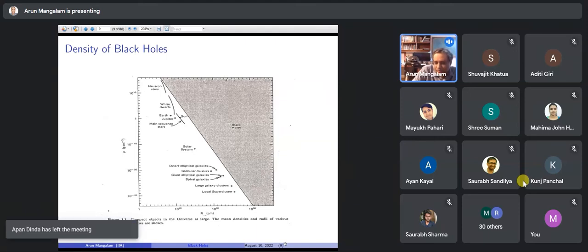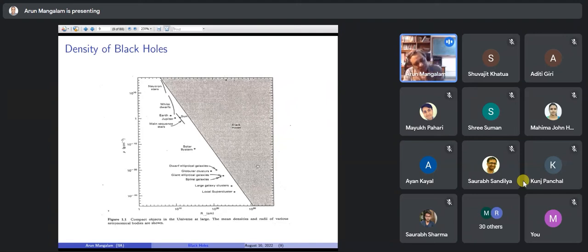For a black hole, the radius is GM by c squared. It's proportional to the mass. So when you write the density, it goes as 1 over M squared, right? M by r cubed goes as M by M cubed, which is 1 over M squared. So this slope is -2. Beyond a certain point, that is, the moment you go to a higher density for the same size, you will turn into a black hole.